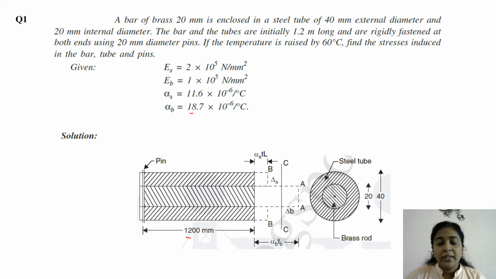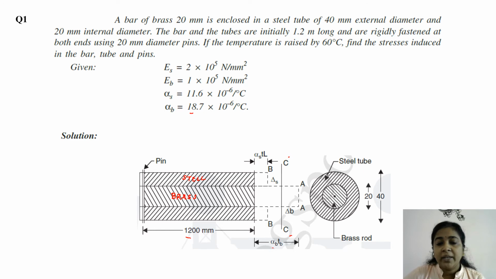Since alpha B, that is the coefficient of thermal expansion of brass, is more than that of the steel, the free expansion of brass is more than the free expansion of steel. That is AA. We have the brass here. Then this is the steel tube outside the brass bar. AA represents the free expansion of brass, whereas BB represents the free expansion of steel. And here CC represents the final position.